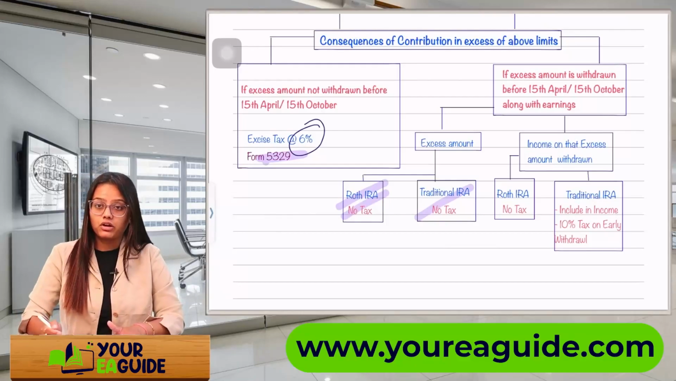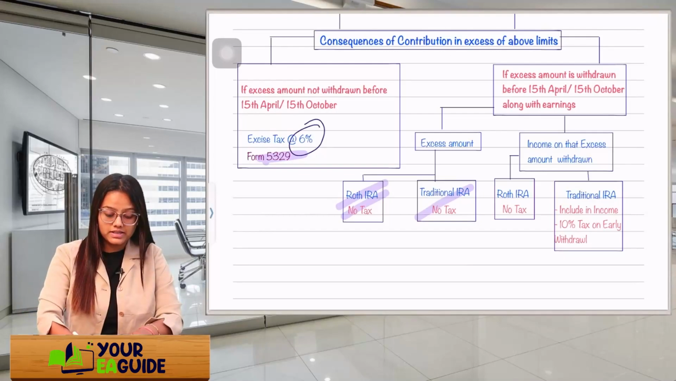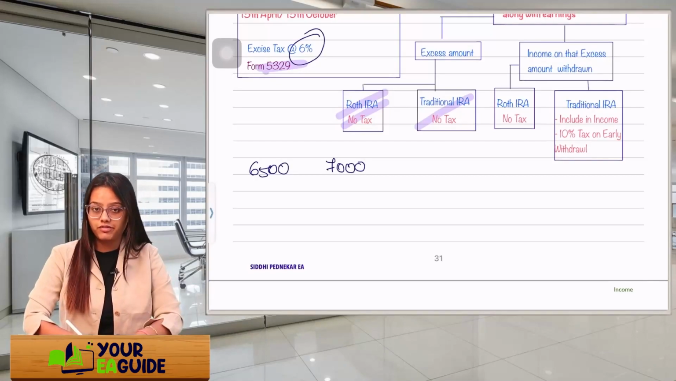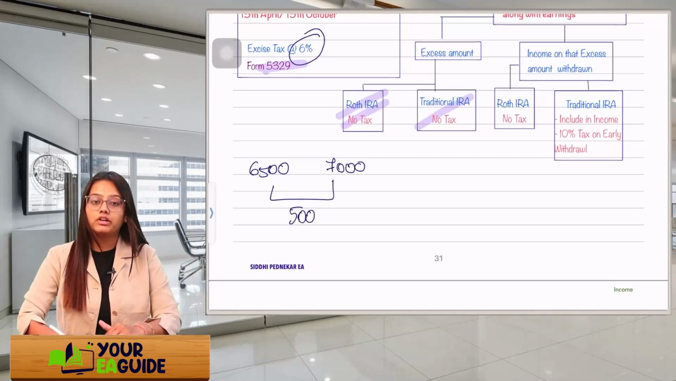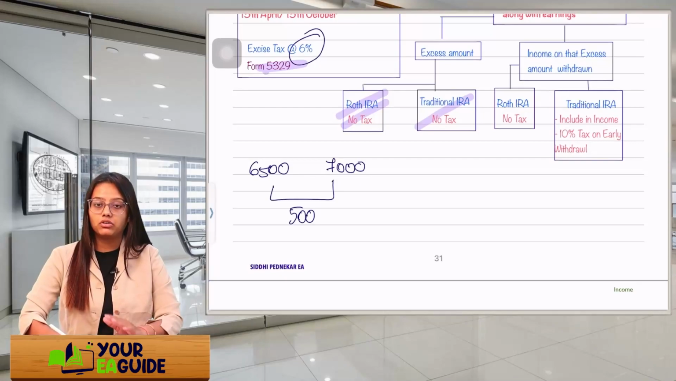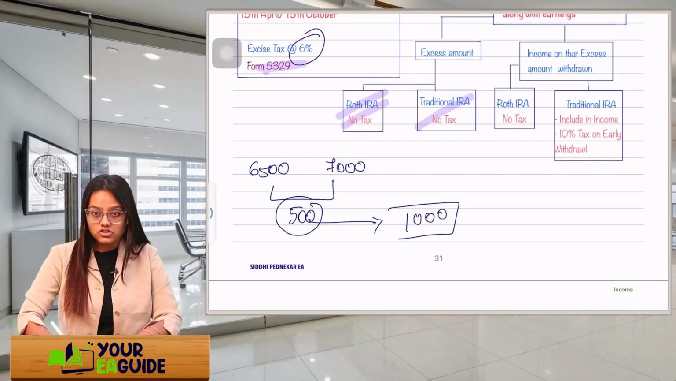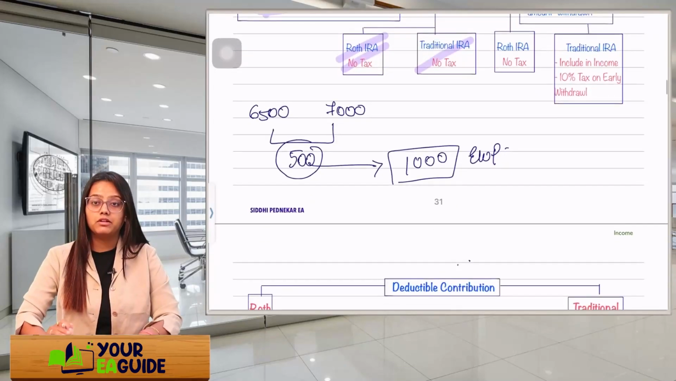Now let's see, if you are distributing more than the extra contribution. Let's take an example. You have contributed $7,000. Your limit for contribution was $6,500. So the extra $500 which you have contributed, you can withdraw without any penalty, without any tax. But instead of withdrawing 500, you straight away withdraw $1,000. So the extra 500 which you withdraw will be liable for the early withdrawal penalty. Also it will be liable for taxes.